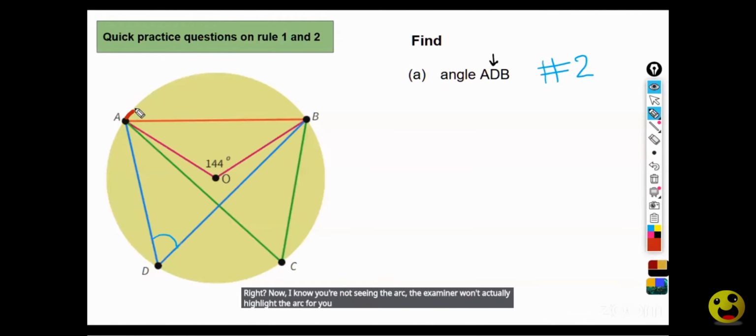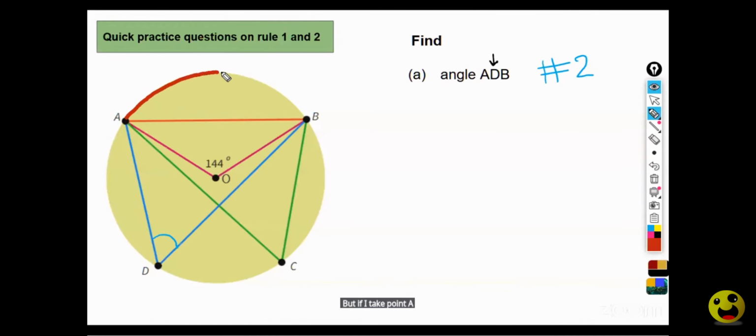But if I take point A and connect it to point B, like that, isn't this the arc here? The arc starts at A and it finishes at B. And look at the blue lines here. One pair of legs starts at A, the beginning of the arc. It hits the circumference and bounces back to B. So that's a blue pair of legs.